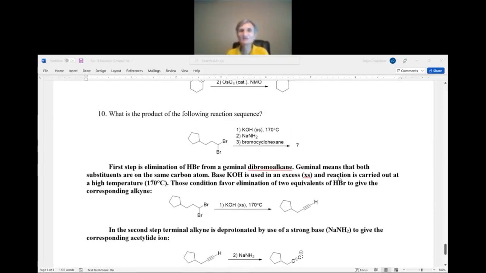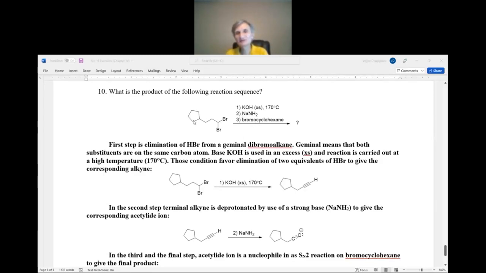Question number 10. What is the product of the following reaction sequence? So now we have a 3-step reaction, but again, it requires only knowledge of 2 chapters. You will see in a minute how. So this is a reaction of a dibromide. This is a geminal dibromide. Both bromines are on the same carbon. That means geminal.